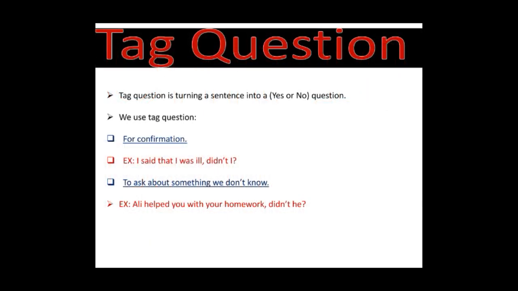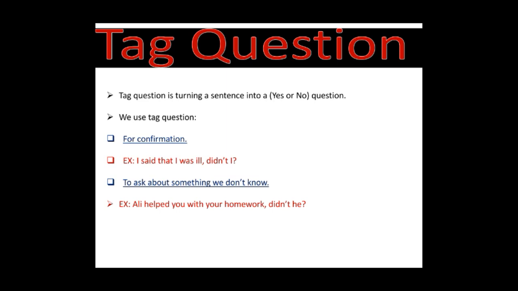Tag question is turning a sentence into a yes or no question. Like what? I said that I was ill. Didn't I? Yes, so here this looks like a yes or no question. Suppose the listener answers me yes or no. Why shall I use a tag question? I use the tag question to confirm a piece of information. Like what? I said that I was ill. I have already said that and I wanted to confirm this information. Like what? Didn't I? So suppose the listener answered yes or no.